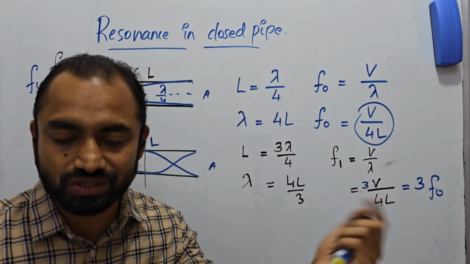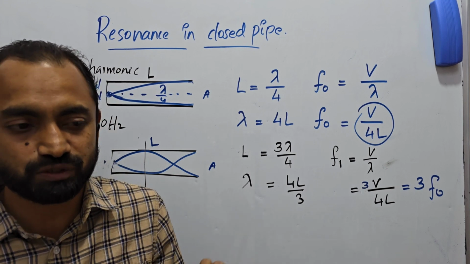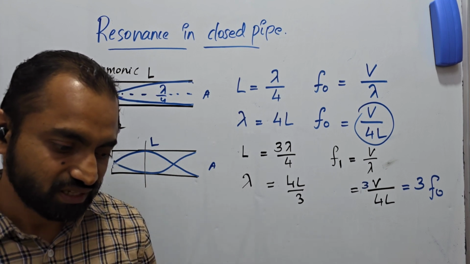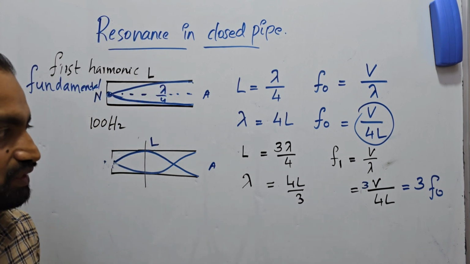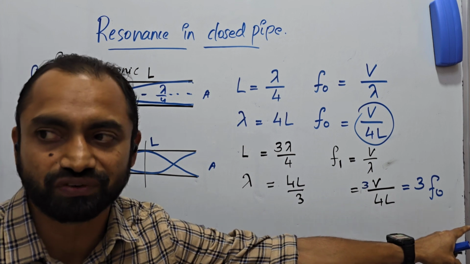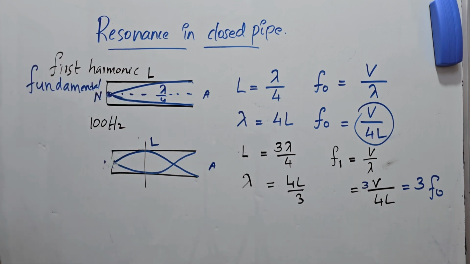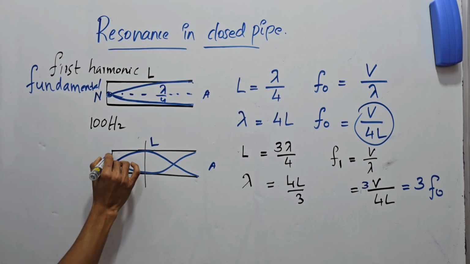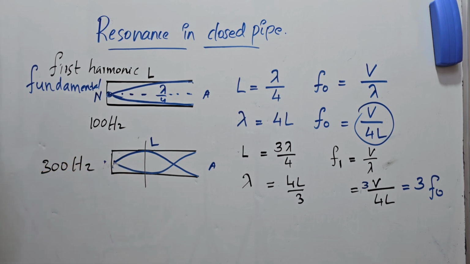Then what is the next sound? What is the other sound produced by this pipe? Can it produce a sound of 150 hertz? No, next sound will be 3 times fundamental frequency, right? So next sound produced will be how much? 300 hertz. Okay, students?